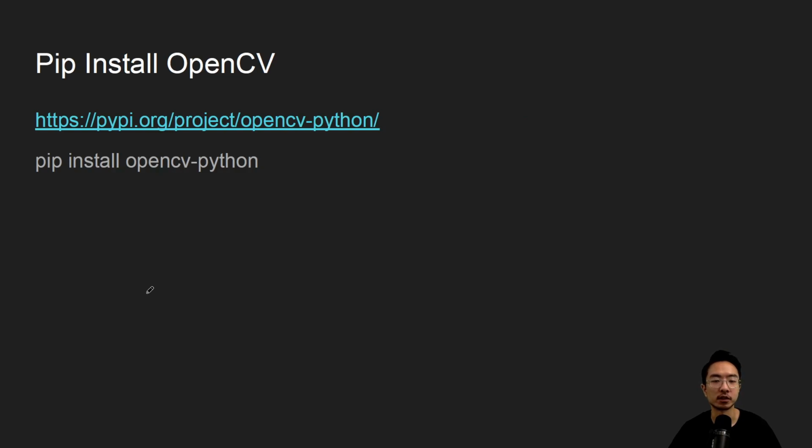Okay, so to install OpenCV, you would use this command right here, pip install opencv-python. And to find the command, you could Google search pip install OpenCV, and you'll find this link here that will tell you the command that you need.